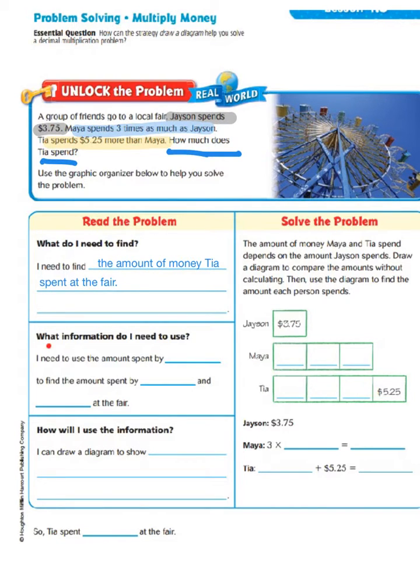Now our next step is, what information do I need to use? I need to use the amount spent by Jason to find the amount spent by Maya and Tia at the fair. So our next step is, how will I use the information? I can draw a diagram to show the amount Jason and Maya spend to find the amount spent by Tia.